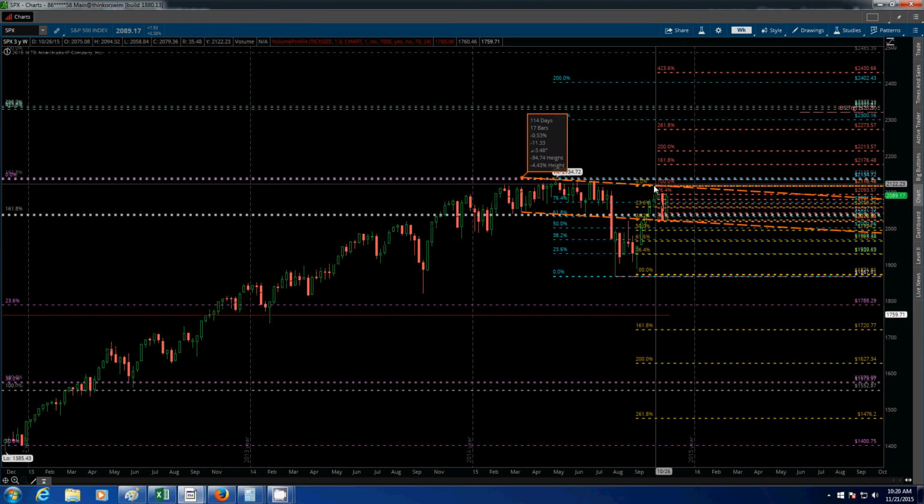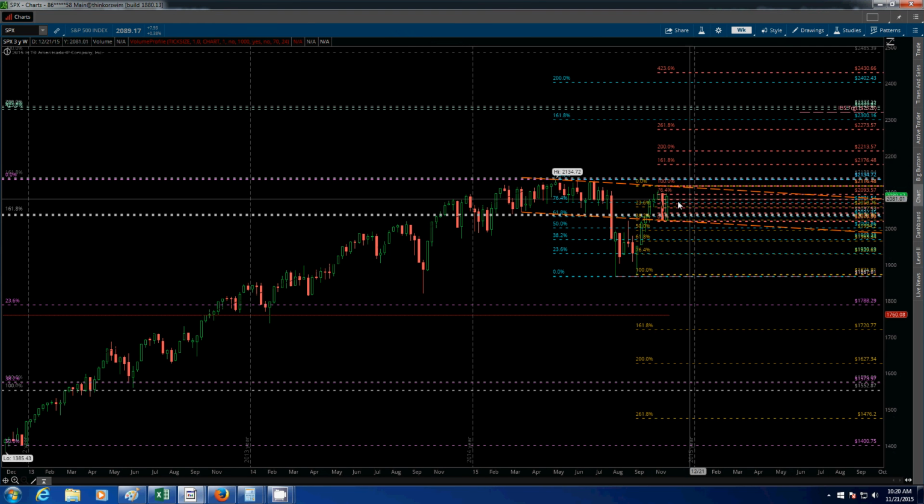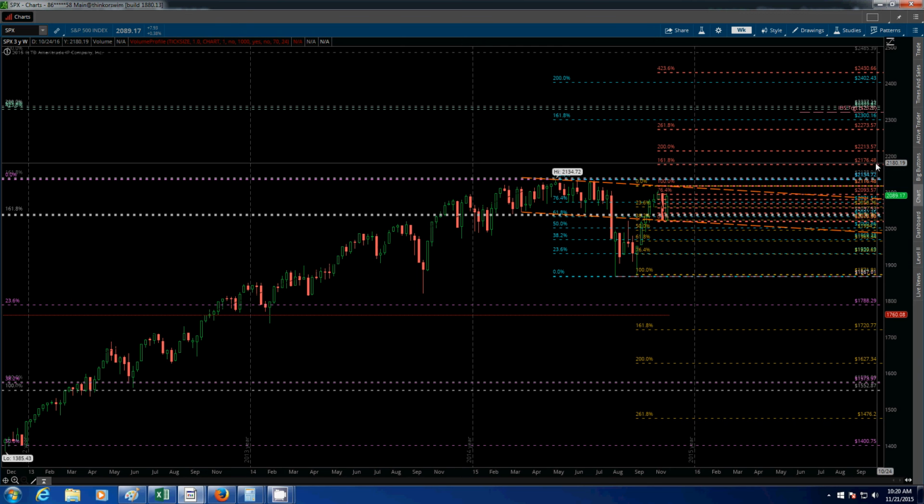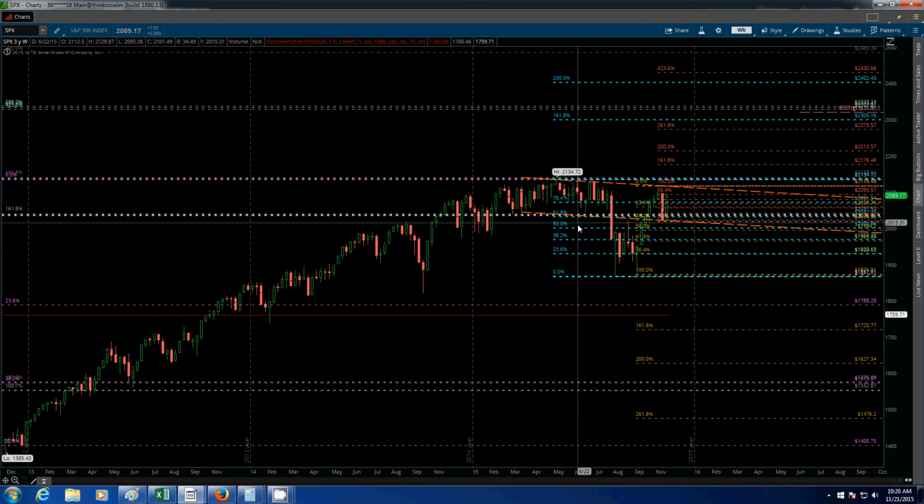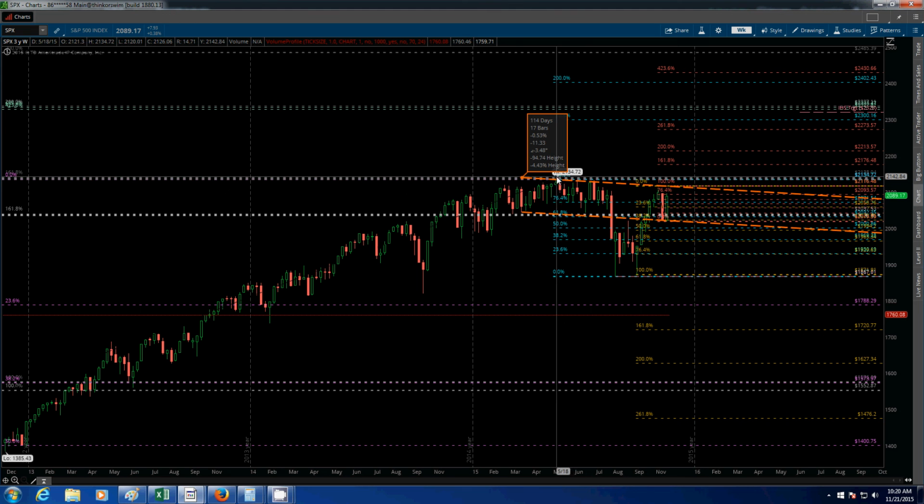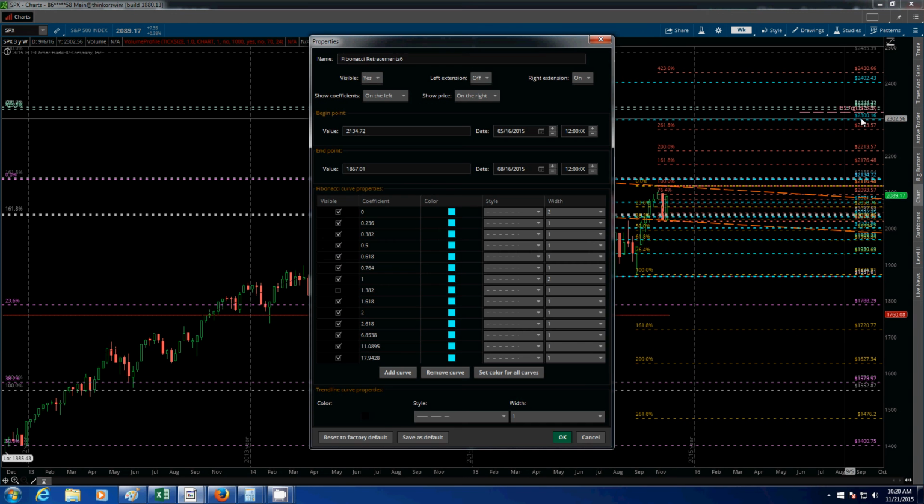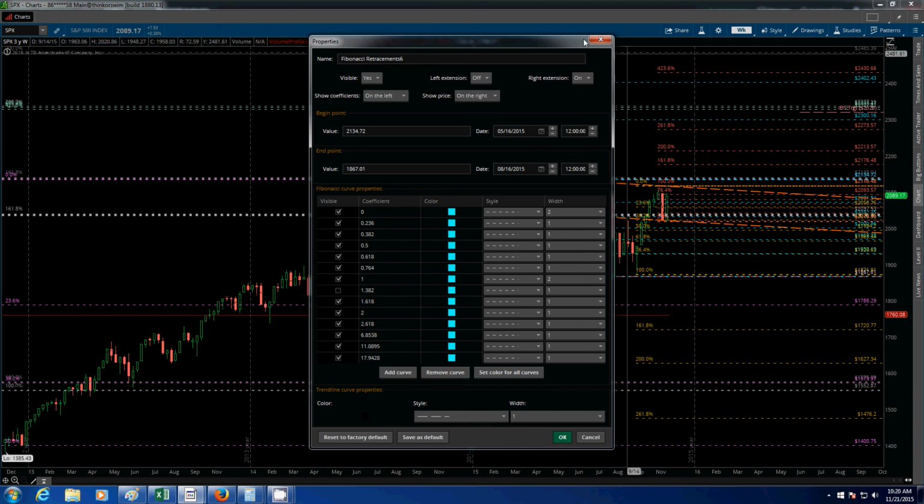You're looking at things like these 161.8s here. This last pullback sits here at 2176 or so. That's a great first target. You have the 200 here. You can see in this bigger, deeper pullback that we had earlier in the year, in this cyan blue color, the 161.8 up here at 2300.